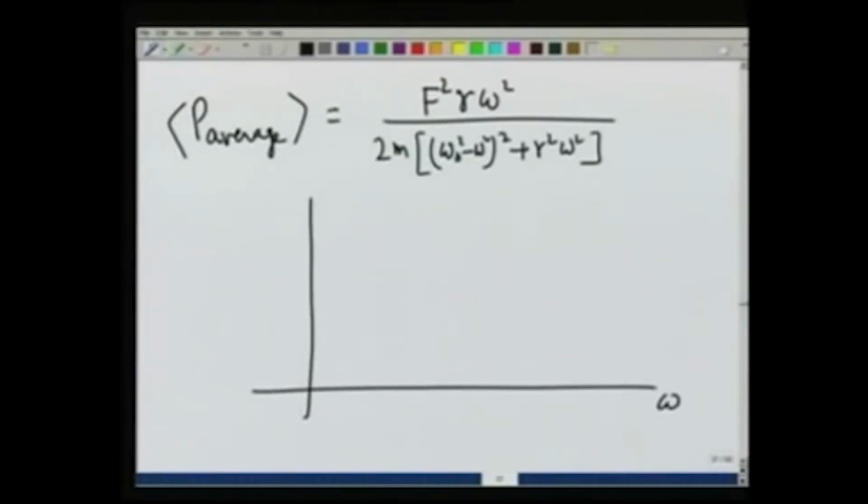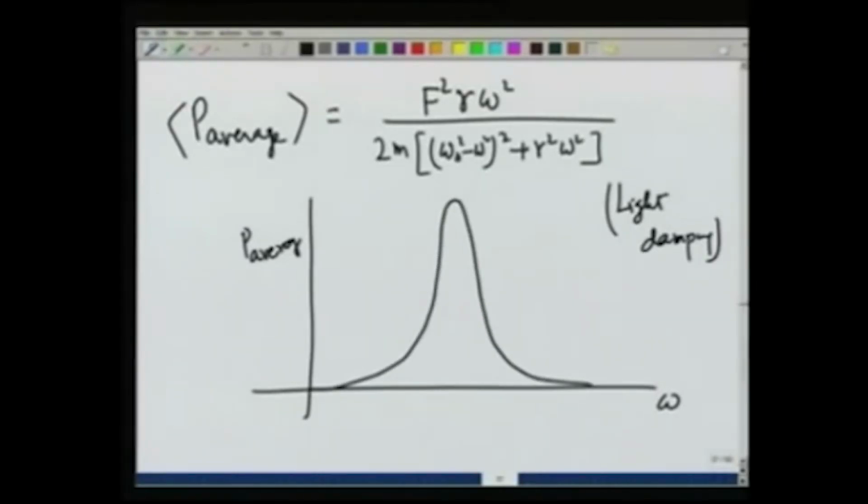Let us see how this power changes as I change the applied frequency. And again considering light damping, you will see that this looks something like this, where the maximum is obtained at omega equal to omega 0. So, you see, when there is resonance, that means the amplitude is maximum, the power that I need to supply to sustain the motion, or the heat that is generated in the system due to friction, is also maximum.